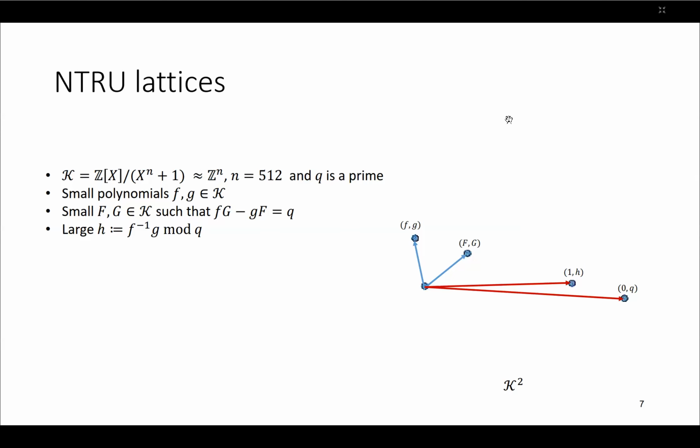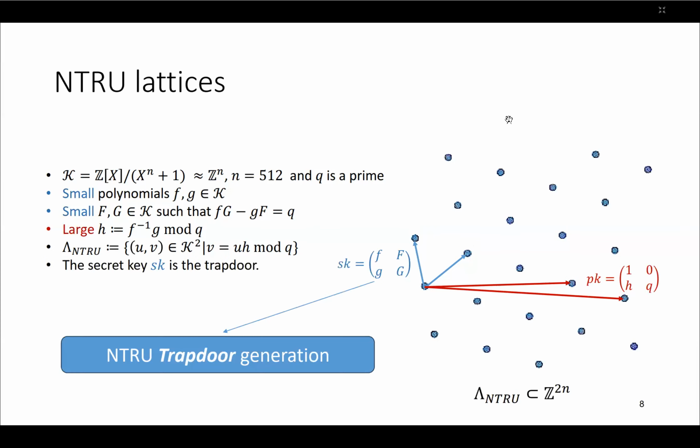Then we generate two large vectors from q and f, g. Interestingly, the two pairs generate the same lattice, called the NTRU lattice. In other words, the pairs are two bases of this NTRU lattice. We take the shorter one as the secret key, also the trapdoor, and the longer one as the public key. Now that we have a trapdoor, let's do some discrete Gaussian sampling with it.